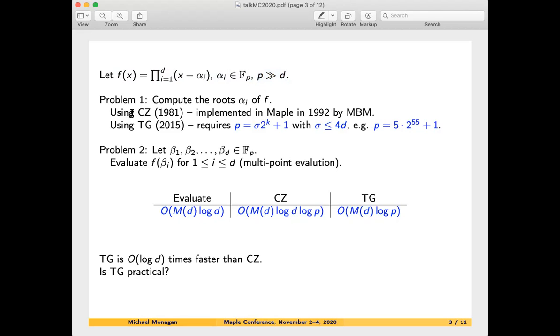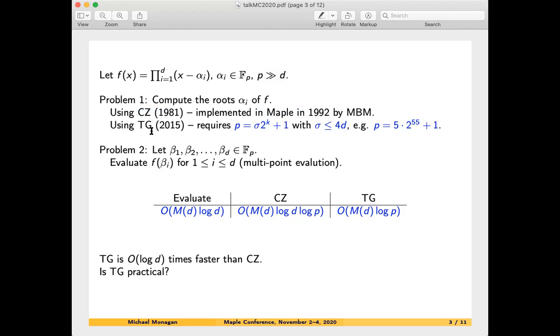The code that I implemented is the Cantor-Zassenhaus algorithm from 1981. So CZ stands for Cantor-Zassenhaus, David Cantor and Hans Zassenhaus. And as far as I know, all computer algebra systems are using this algorithm. And I implemented it in 1992 in Maple.